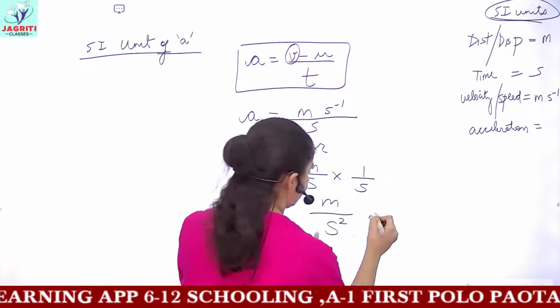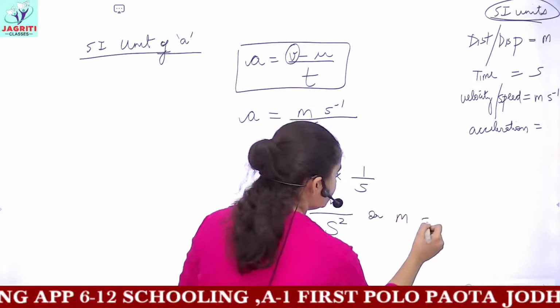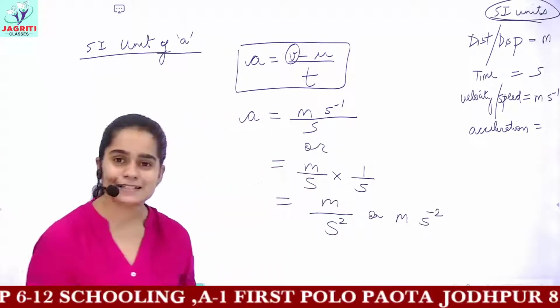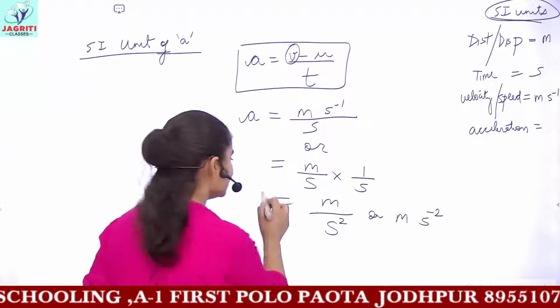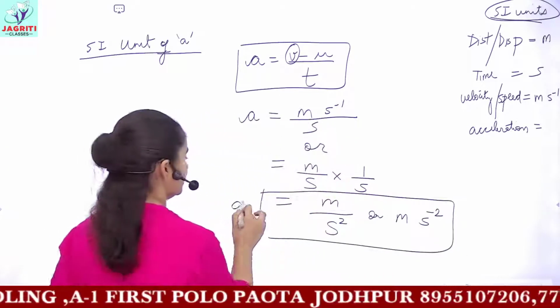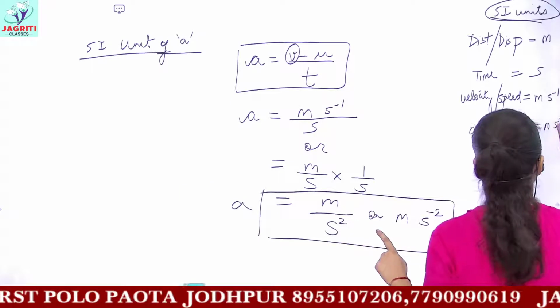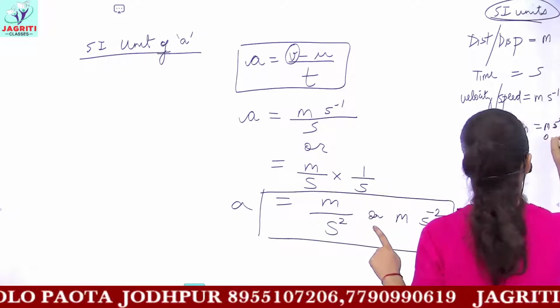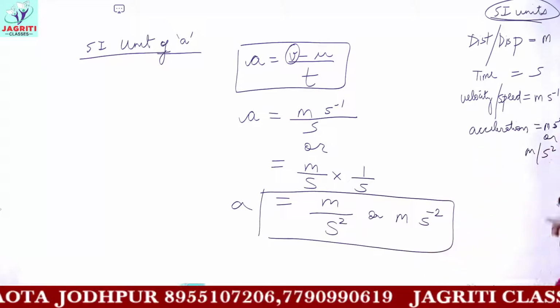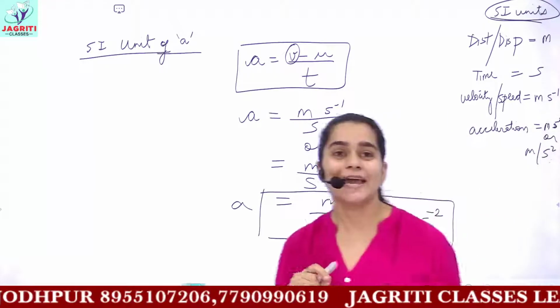And this, if written in inverse form, will be meter second to the power minus 2. So this is the unit of acceleration. The unit of acceleration which we got is meter second minus 2, or you can say meter per second square. This is the unit of acceleration.